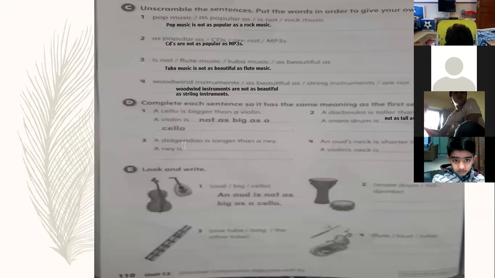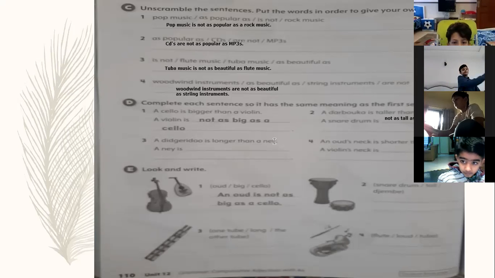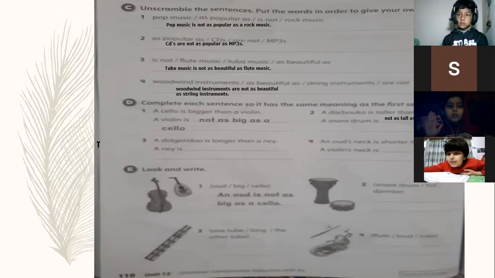Okay, number 3, a didgeridoo is longer than a neigh. So they wrote the second sentence, a neigh is... When you are making the comparative adjective with as, the last one would come at the first, the first one will go in the last, and longer than will be changed into not as adjective as. This is how you will write down a sentence. Okay, let me ask somebody now.